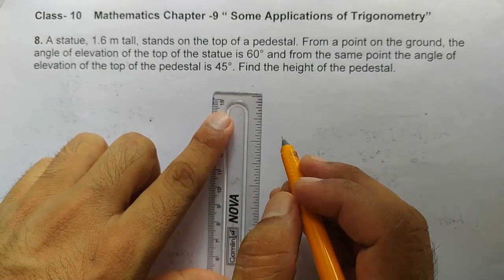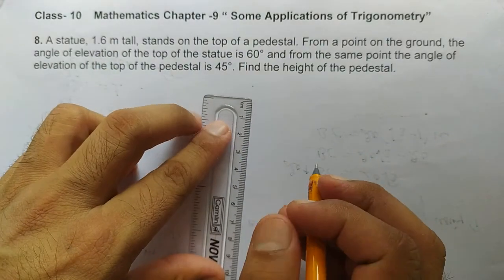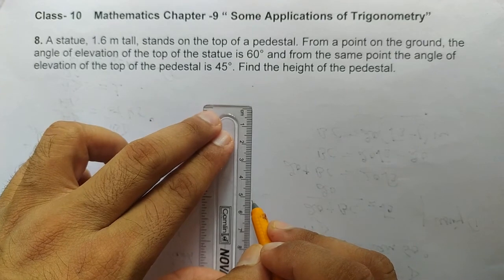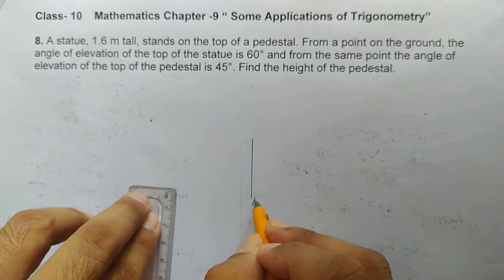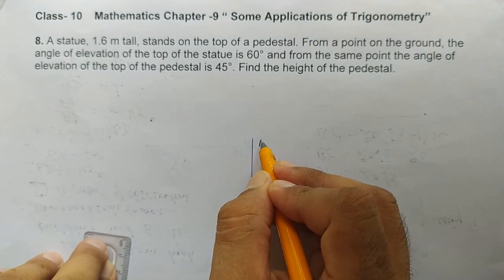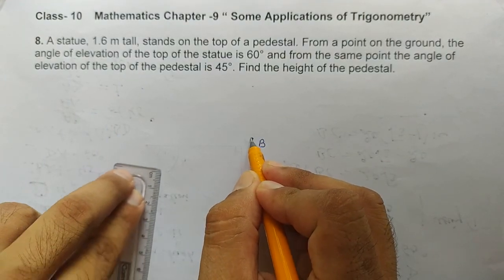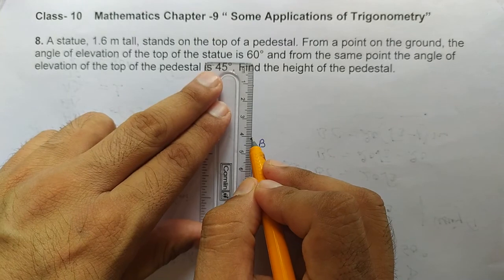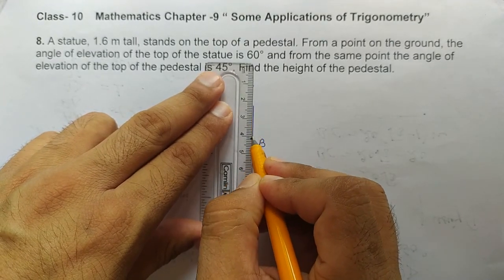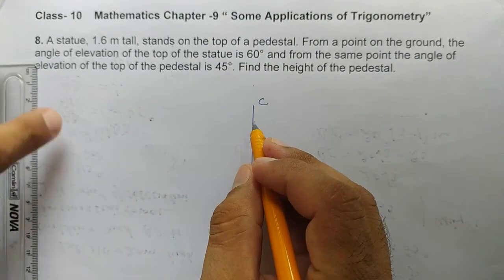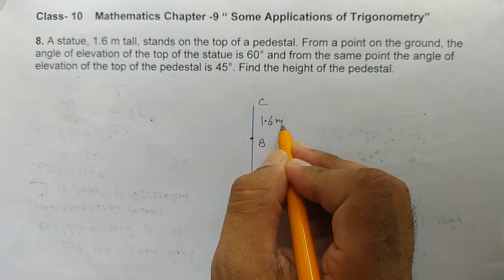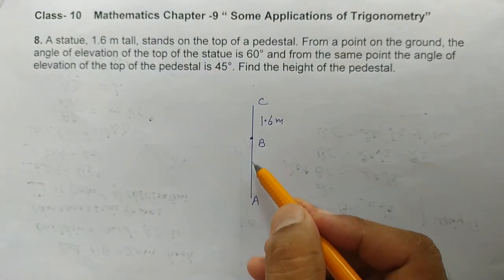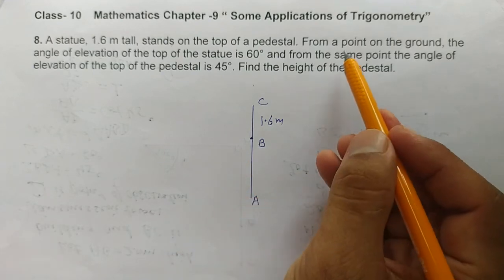So let's draw. A pedestal is like a platform, like a pillar or platform. On that, suppose this is the pedestal, AB is the pedestal. On AB, one statue that is 1.6 meters tall is situated here. So suppose BC is a statue, right? Now the statue's height is 1.6 meters. So BC is 1.6 meters, AB is the pedestal.